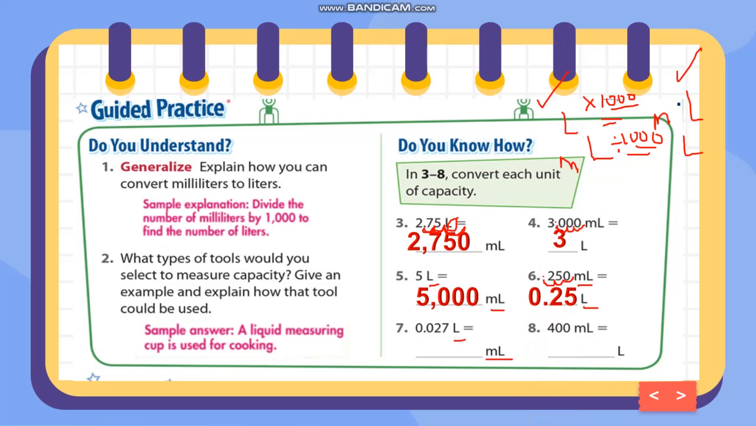Next, liter to milliliter. Liter to milliliter is multiplied by 1,000. So multiply, there is a decimal here, so it means I'm going to start with the decimal point, 1, 2, 3. So my decimal now is at the end, so it means the final answer is 27.